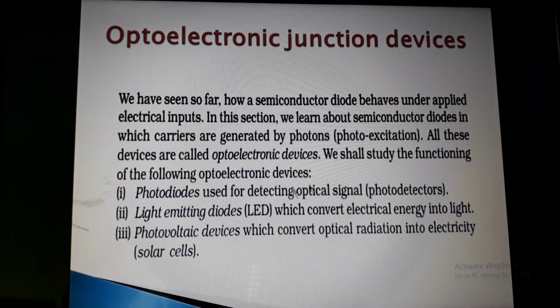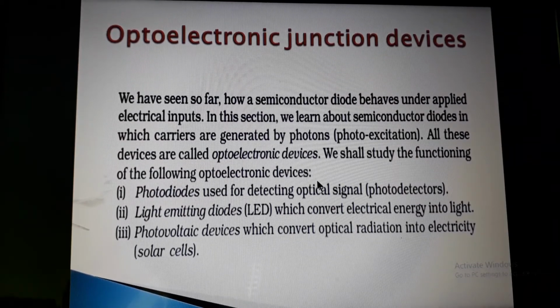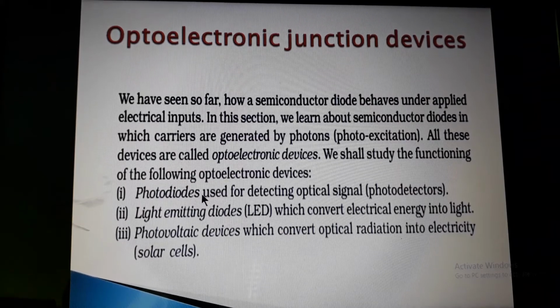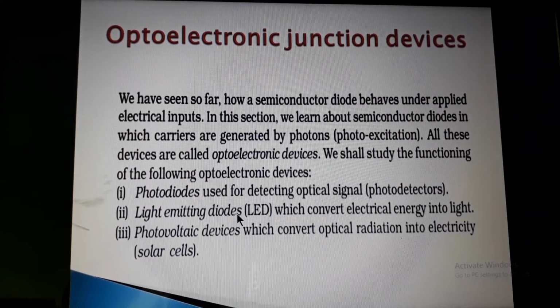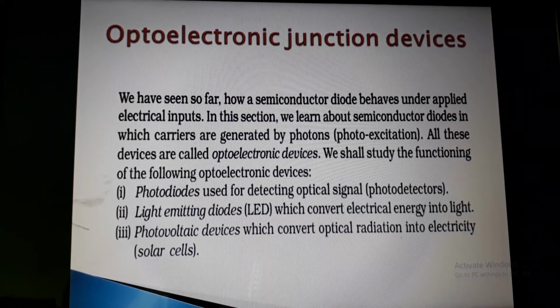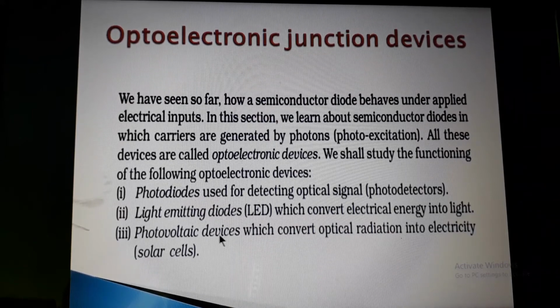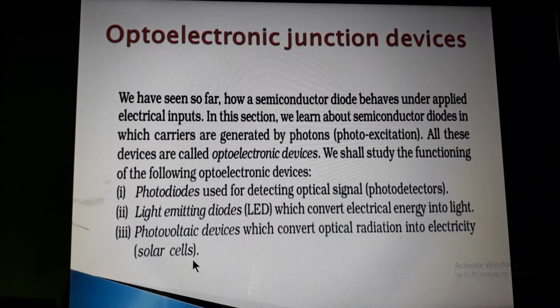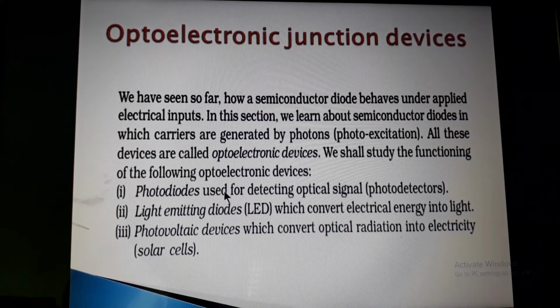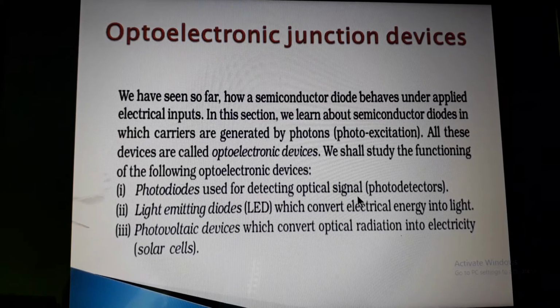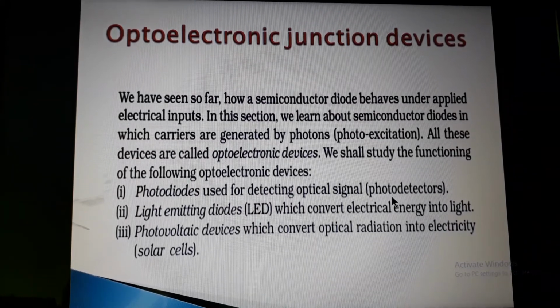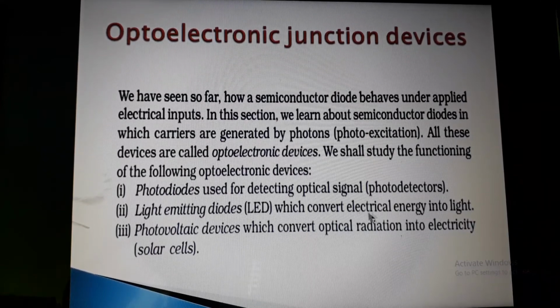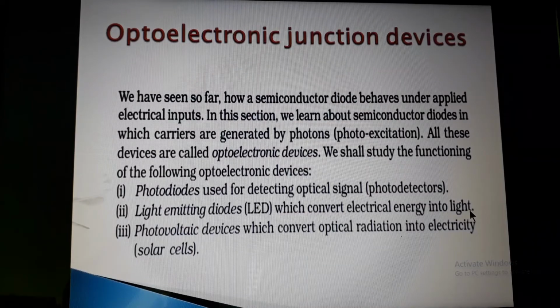We shall study the functioning of the following optoelectronic devices: photodiodes, LEDs, meaning light emitting diodes, and then photovoltaic devices, like solar cells. The photodiode is used for detecting the optical signal, meaning it is a photo detector. But the LED converts electrical energy into light, and the photovoltaic device converts optical radiation into electricity.